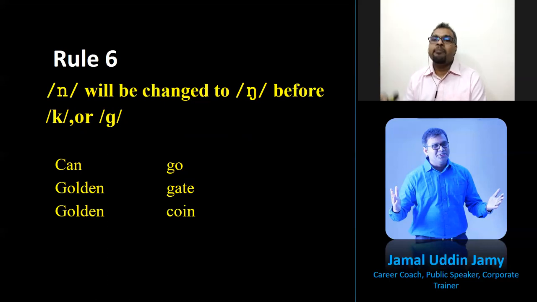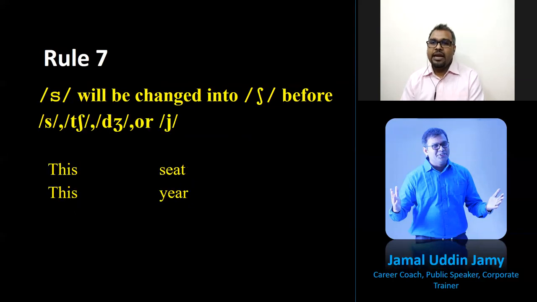See the ing phoneme. If you do not know what a phoneme is, I would recommend you go back to our English consonant sounds so that you have a better idea about these phonemes or IPA symbols, International Phonetic Alphabet. Let's go for rule number seven. Sa will be changed to sha before sa, cha, ja, ya. If you know what these sounds are, go there, learn them, and come back again to learn assimilation.